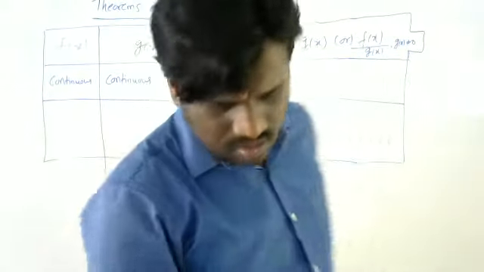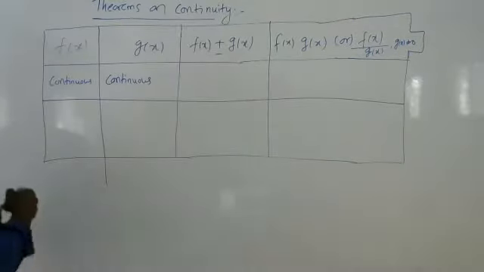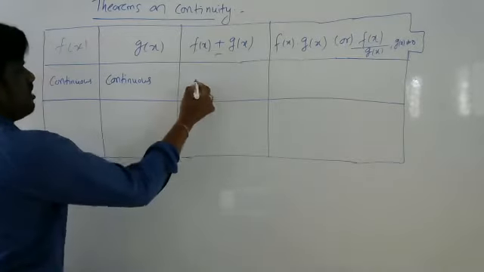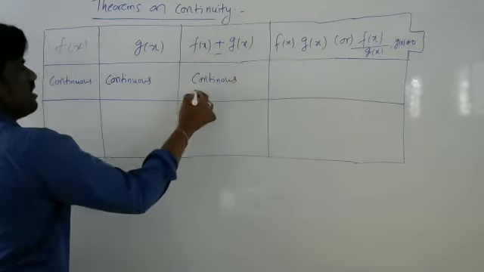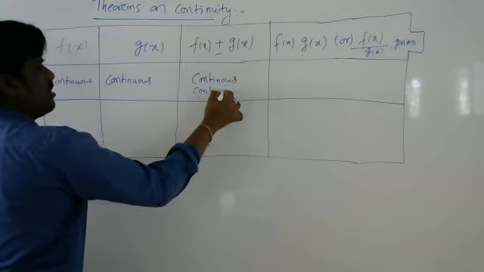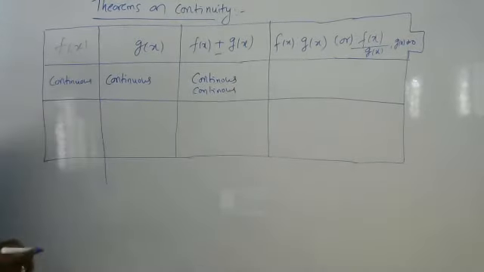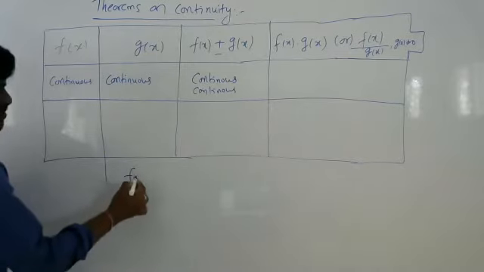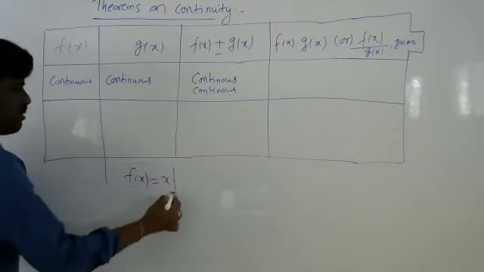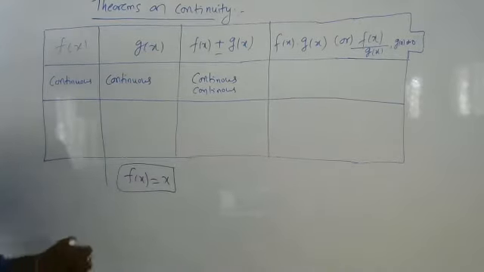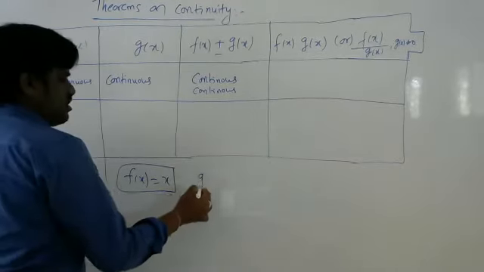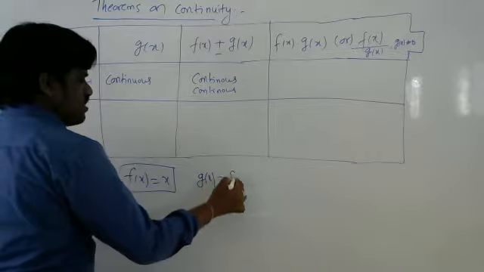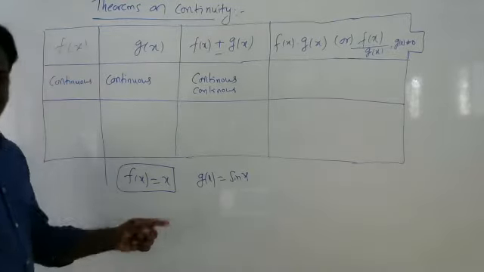f of x is continuous, g of x is continuous, f of x plus g of x is continuous, f of x minus g of x is also continuous. For example, suppose f of x is equal to x. Every polynomial function is continuous. If you don't know, I will tell the points, you note down. g of x is sin x. Sin x is a continuous function.